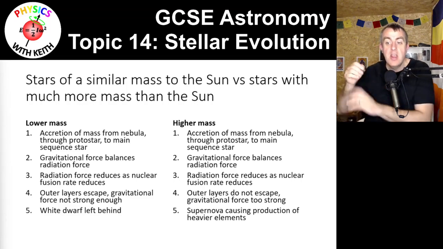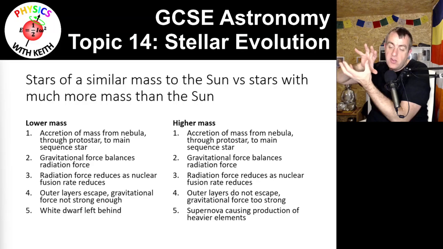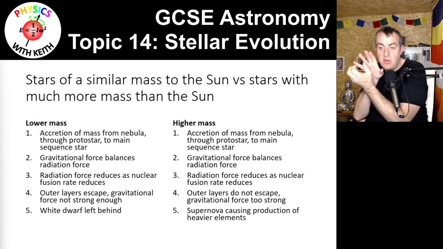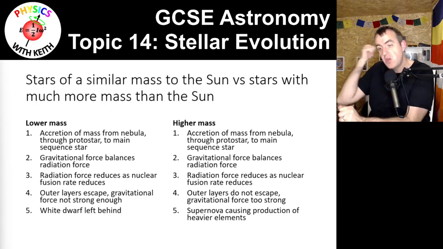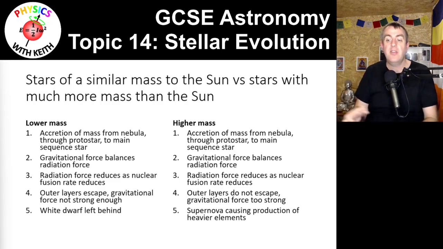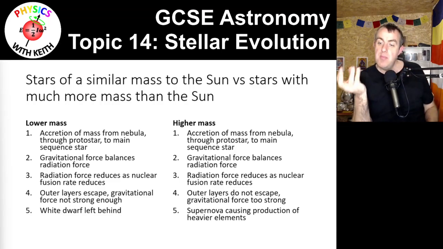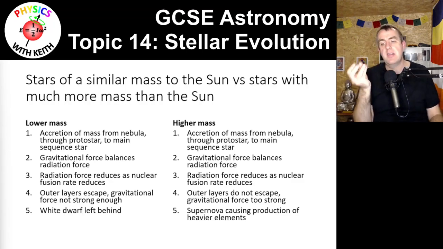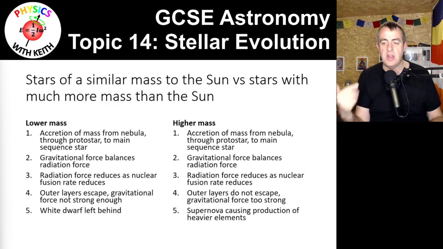They balance. The radiation force is going to reduce because of the using up of the fuel, so the outer layers are going to escape as the middle bit compresses down. The middle bit compresses down, increasing temperature, which pushes the outer layers out. The outer layers continue to puff out, and the bit that's left in the middle is still going to be heavy. It's still going to be compressing down, but there's a limit to how far it can go, and it ends up being a white dwarf.